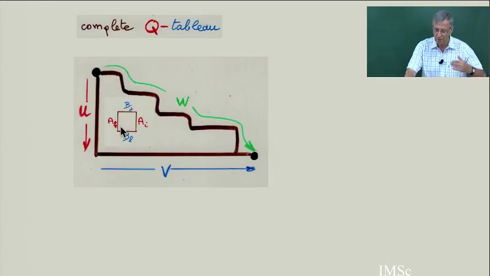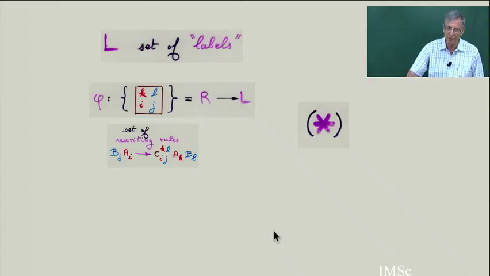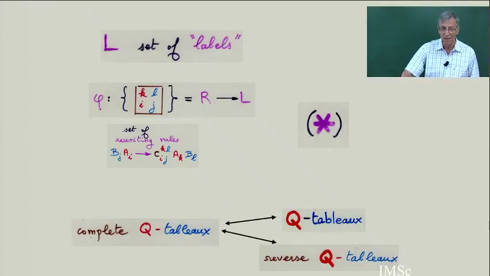The propagation, or the rewriting rule, of the quadratic algebra. And then you can say that this normal ordering, the coefficient C U V W, where you give a three-word U V W, is the sum of all the weights of what we have called complete Q tableaux. And then the interesting part: it's complete Q tableau.